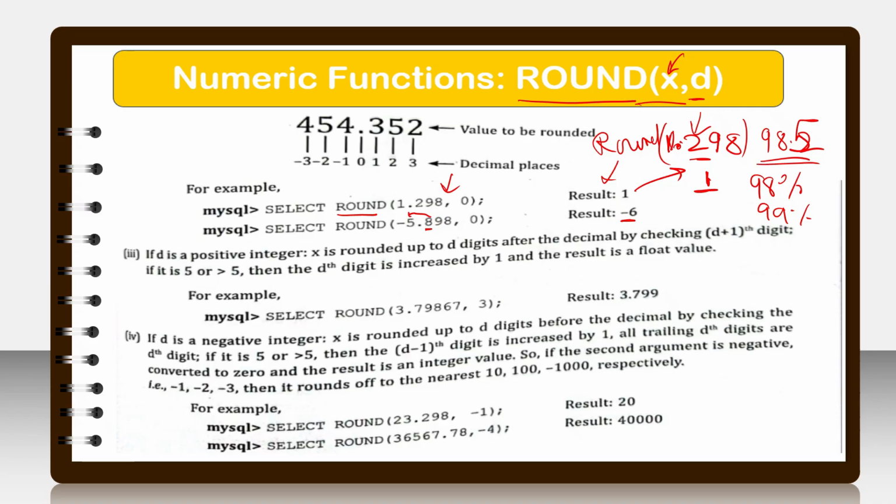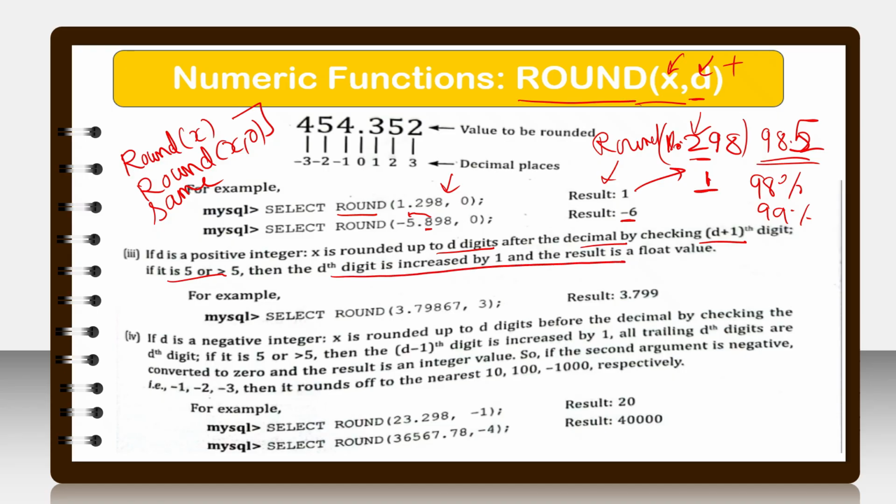When we are rounding off a value and we are not mentioning any second parameter, round x, and if we write round x comma 0, both cases are the same. Okay, so next is if d is positive, that means the second parameter, if it is positive, then what we have to do: x is rounded to d digits after the decimal by checking the d plus 1th digit. If it is greater than or equal to 5, then the dth digit is increased by 1 and the result is a float value. For example, this number.